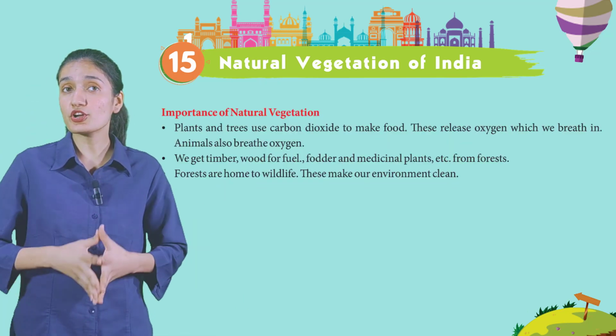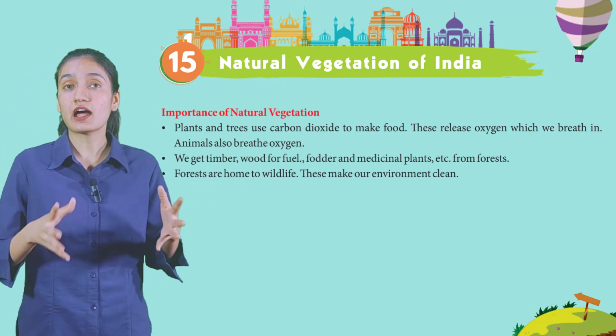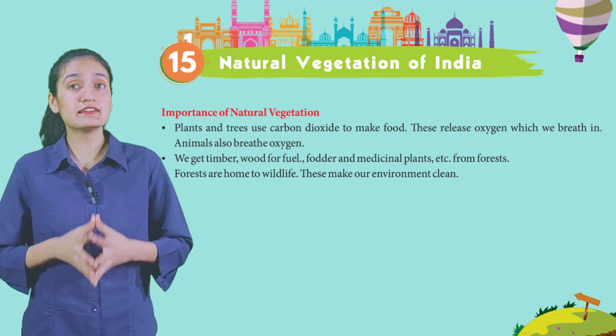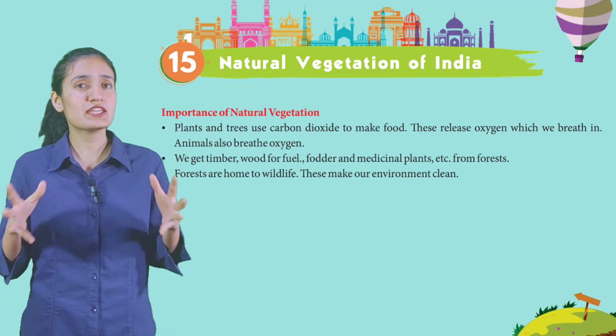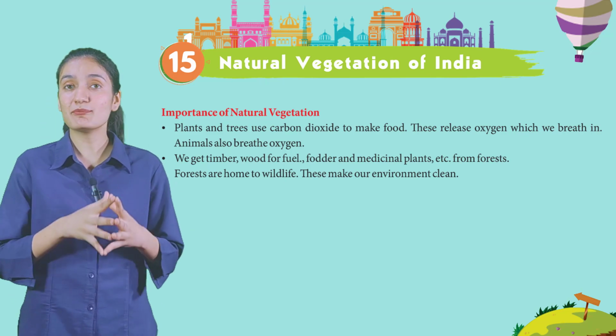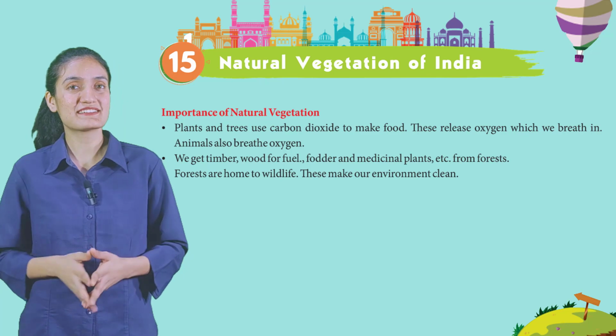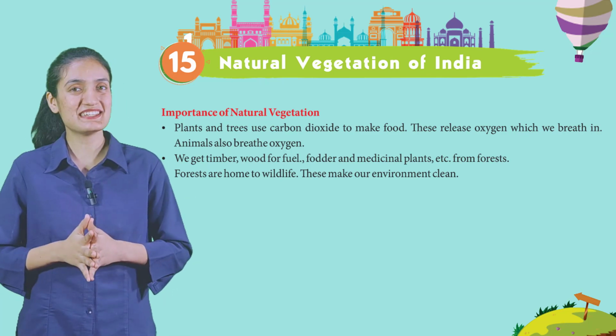Now, what is the importance of natural vegetation? Plants and trees use carbon dioxide to make food. These release oxygen which we breathe in. Animals also breathe oxygen. We get timber, wood, tar, wood for fuel, fodder and medicinal plants etc. from forest. Forests are home to wildlife. These make our environment clean.